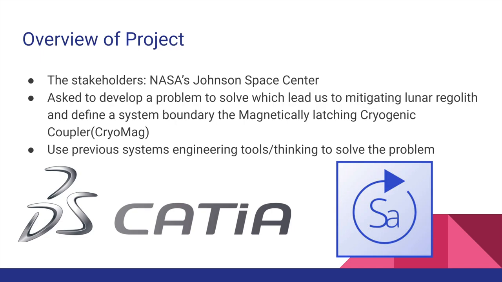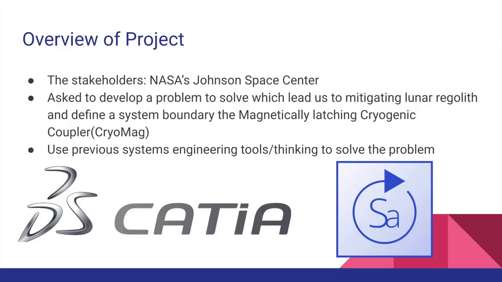After multiple meetings with the team at NASA, we decided on mitigating lunar regolith. Lunar regolith is a fragmented, sharp rock material found on the surface of the moon. It is extremely abrasive, electrostatically charged, and particles can be as fine as 10 microns.